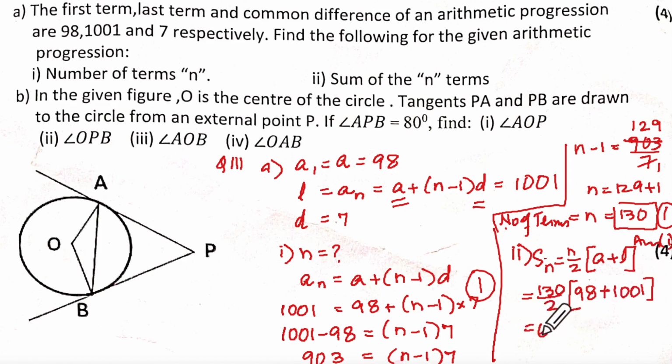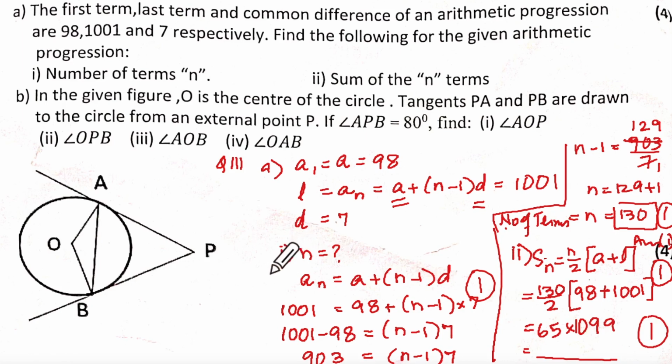This will be 65 multiplied by 1099. 10,000. 1099. Correct? Now you have to multiply this by 65 and you'll get the answer. So correct substitution, correct multiplication. How much are you getting here?